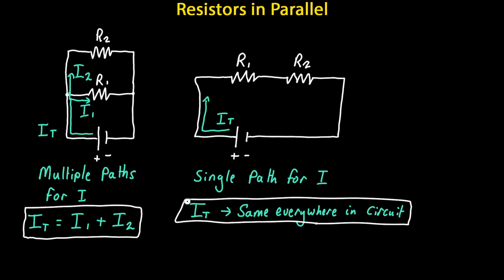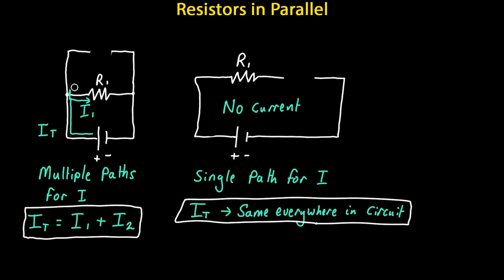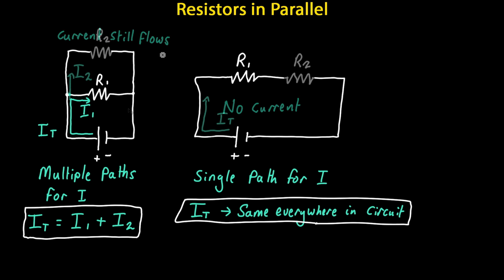Now, this parallel setup is common in household electrical circuits because it allows multiple devices to operate independently on the same voltage. If one of our resistors burns out or we detach it from the series circuit, the current will stop flowing. But in the parallel circuit, the current is able to loop back to the negative terminal of the battery so long as there's at least one component or resistor still working in the circuit.